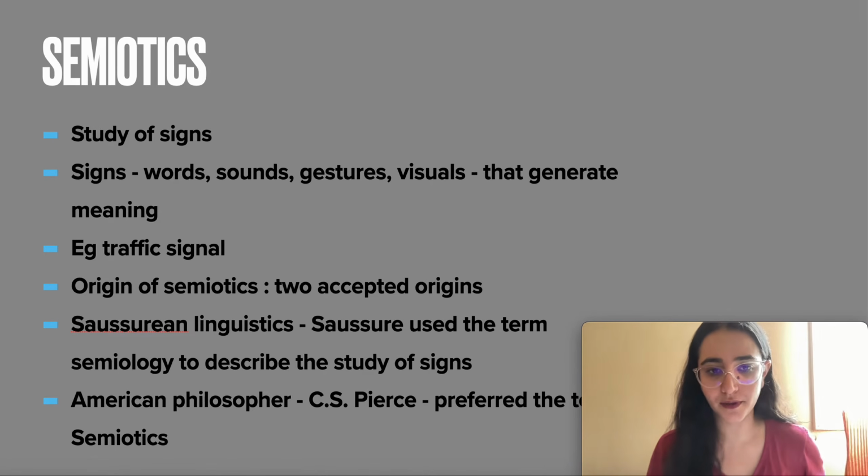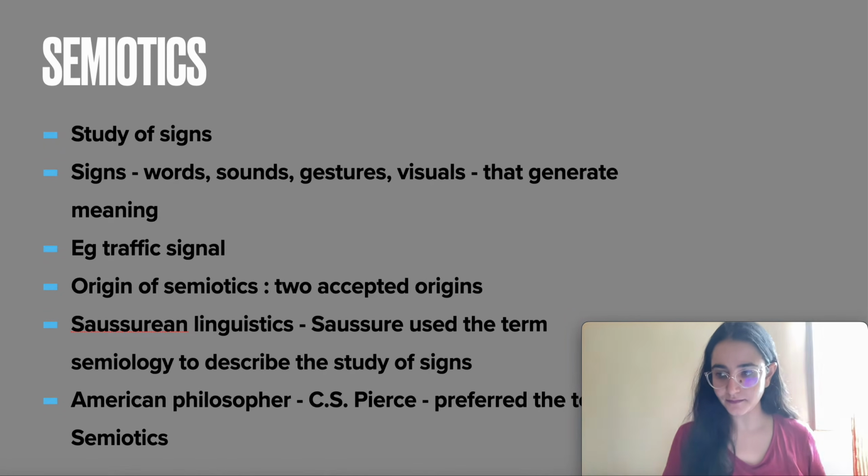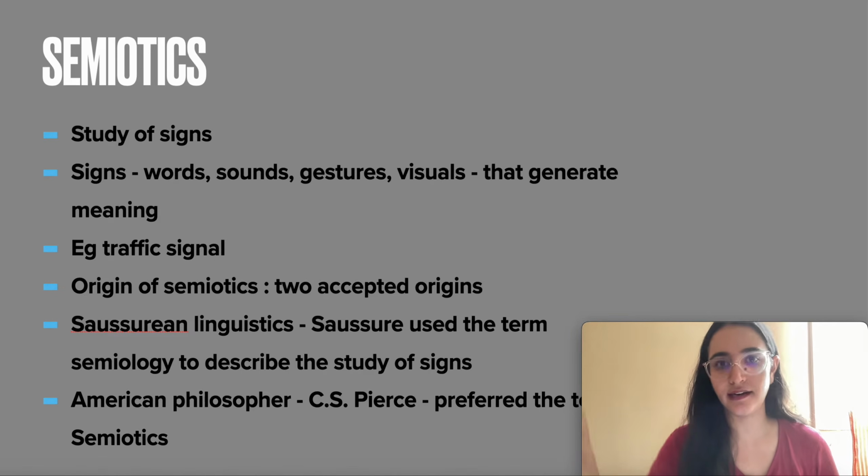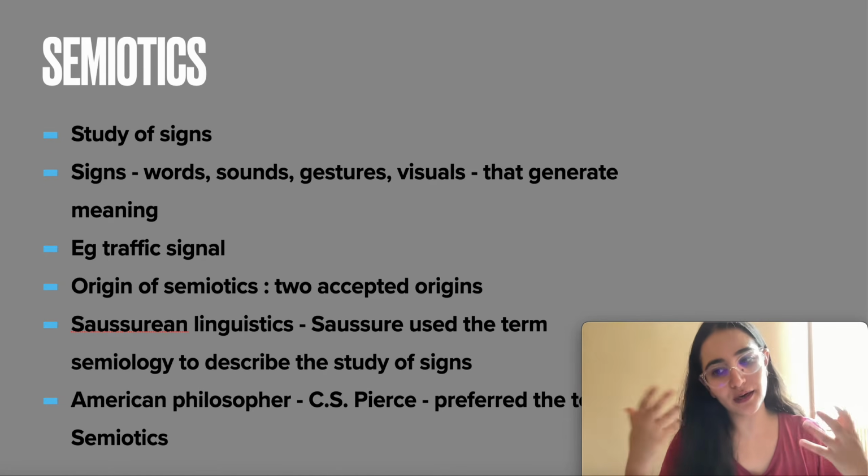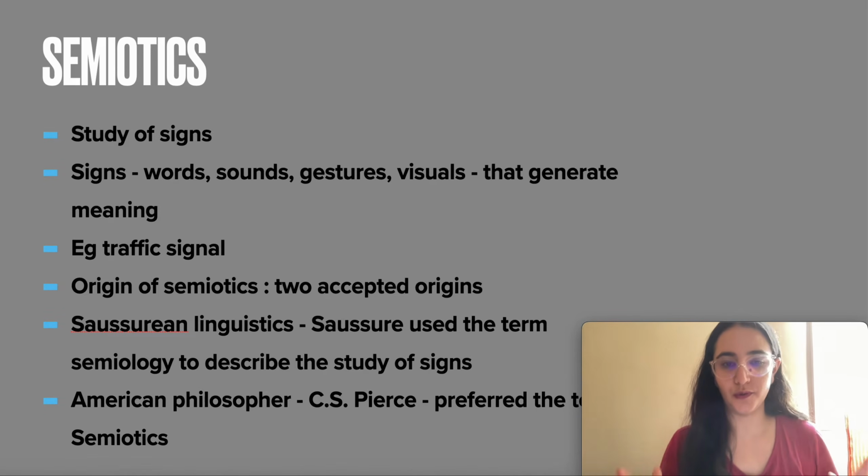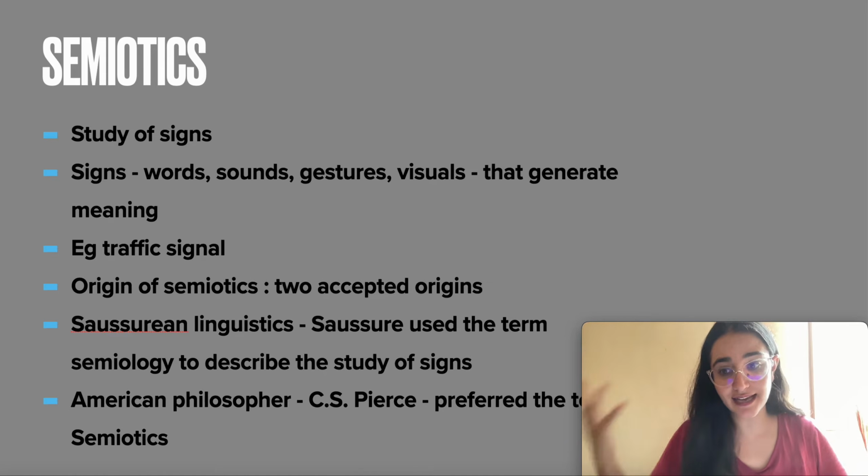Let's take an example of a traffic signal. When you're driving and you reach a traffic signal, you see that the light is green. What do you understand by that? You understand that, okay, I'm good to go. I don't have to stop. The green signal generates that meaning in your head. So that is a sign. The entire traffic signal is the sign.